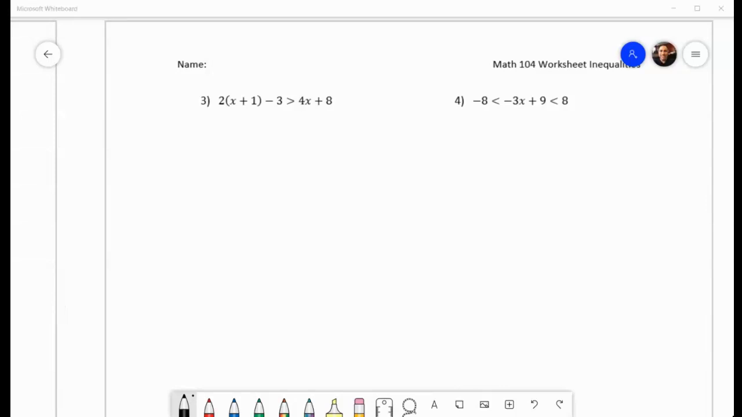So for the next one here, we have 2 times x plus 1, right? Minus 3 is greater than this, 4x plus 8. And remember, one of the things you can do when solving these inequality symbols, just like with equations, is you can simplify either side. You are allowed to do that. It's one of the things you can do to solve an equation.